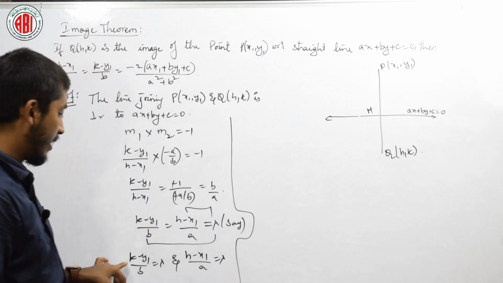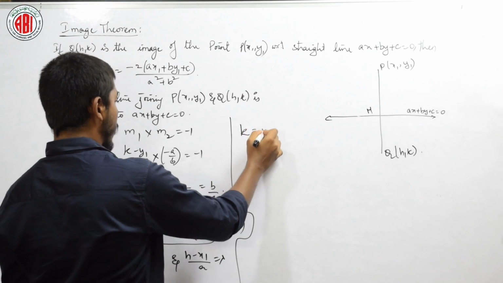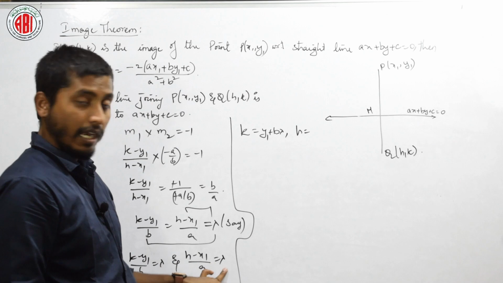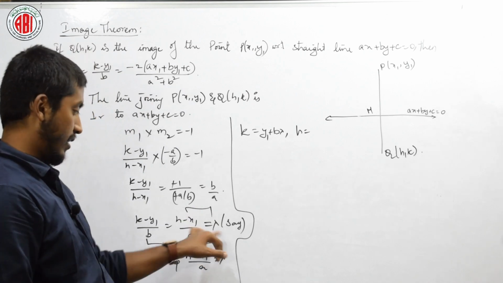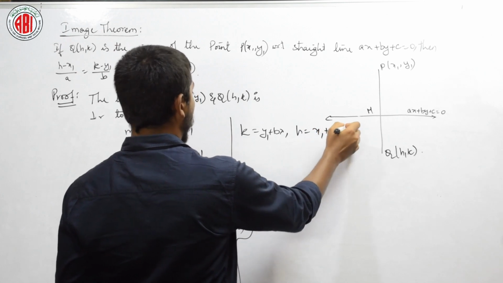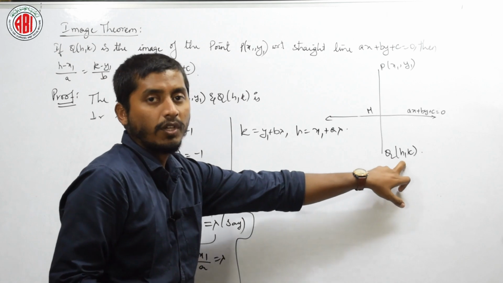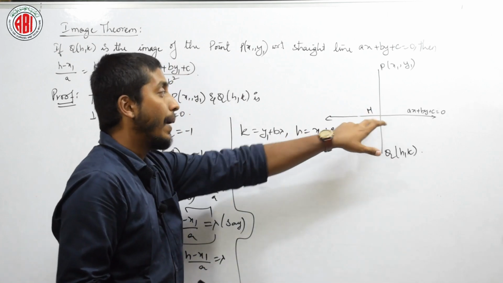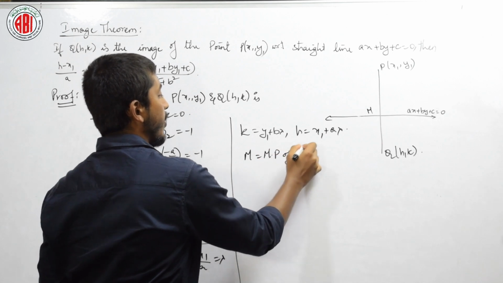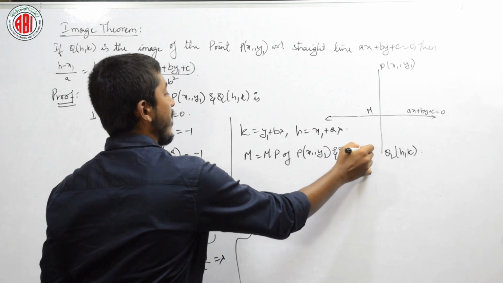What is k here? The same thing which we have seen last time, that is k is equal to y1 plus b lambda, and h is equal to, I mean this x1 will go that side, that is x1 plus a lambda. Is it clear? This (h, k) is the Q point. Then what is this M? M is the midpoint of P (x1, y1) and Q (h, k).